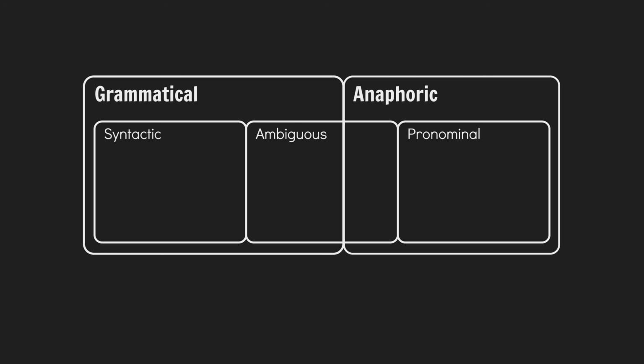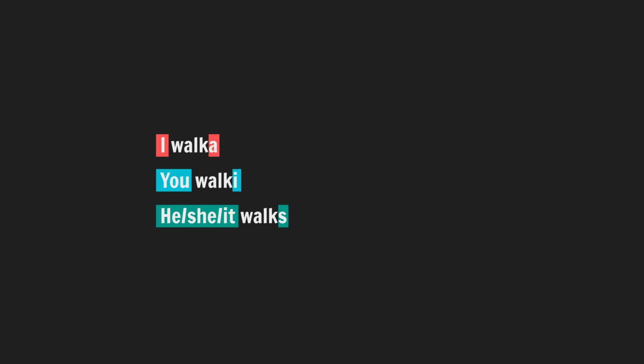Once you decide on the type of agreement you want, assuming you do want agreement, you can then decide which grammatical persons trigger the agreement. You can kind of do what you want here, but the most common strategy is to have agreement involving all three persons. I walka, you walkie, he, she, it walks. English's present tense third person only agreement system is actually a bit of a weird outlier cross-linguistically.